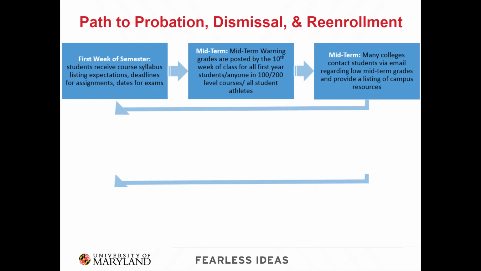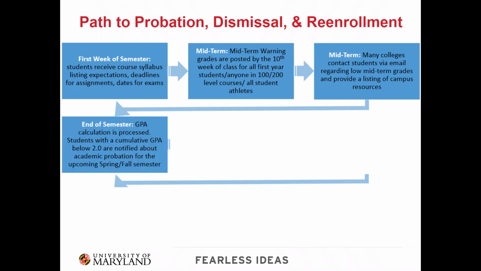Many colleges contact students via email regarding low midterm grades and provide a listing of campus resources to assist them with their academic performance. By the end of the semester, the GPA calculation is processed. Students with a cumulative GPA below 2.0 are notified about academic probation for the upcoming spring or fall semester.